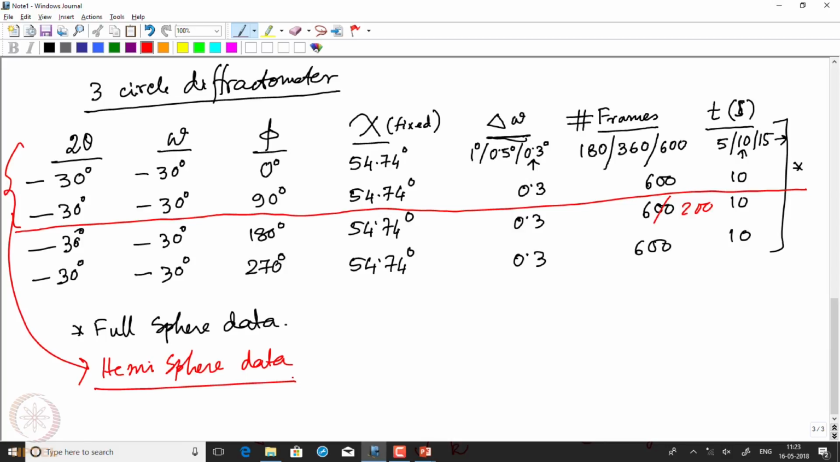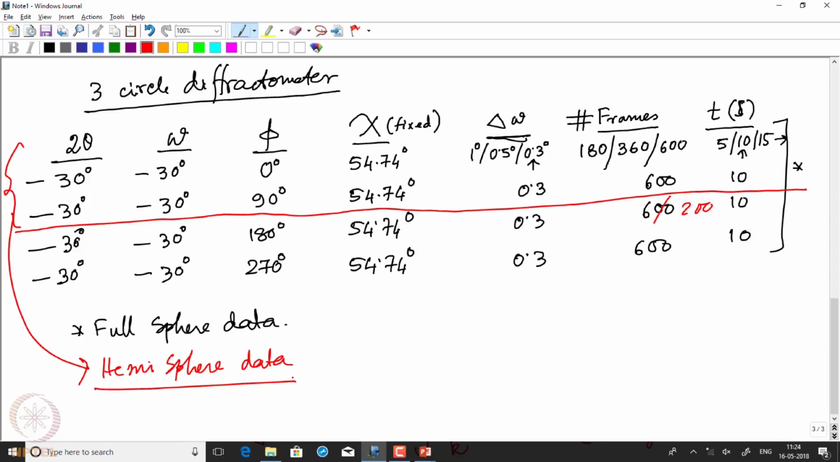What applies when you try to choose delta omega? If you choose a large width, then actually you are moving the omega by a large angle, so you are slicing the reciprocal lattice in a much wider region and recording the data. So if you want to use a larger slice of 1 degree, it is preferred that you use a longer exposure time, so that the exposure time per degree in omega is fixed.